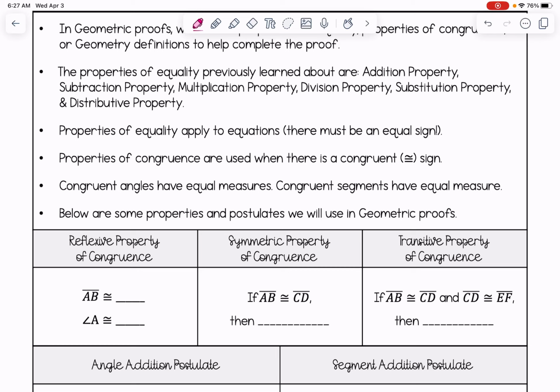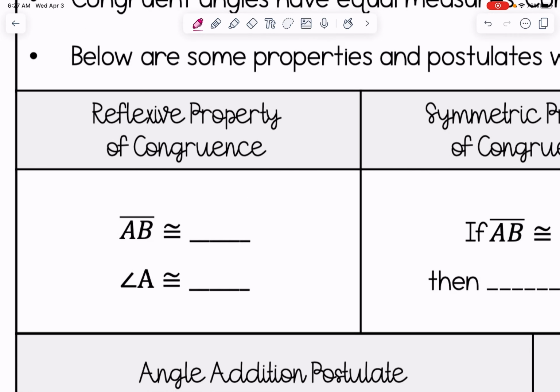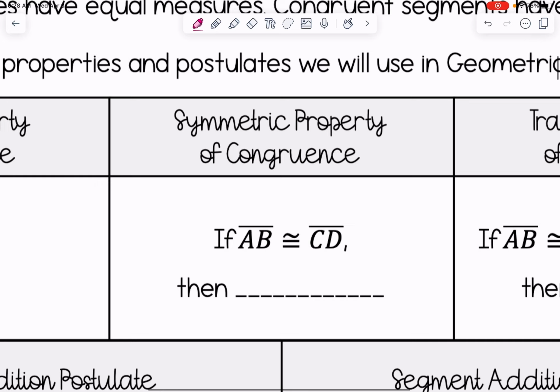So first we have three properties of congruence. So the reflexive property of congruence, take note that they have the congruent symbol in here. So the reflexive property says anything is congruent to itself. So AB is congruent to AB, or angle A is congruent to angle A. The symmetric property of congruence says that if AB is congruent to CD, then we can reverse that and say CD is congruent to AB.